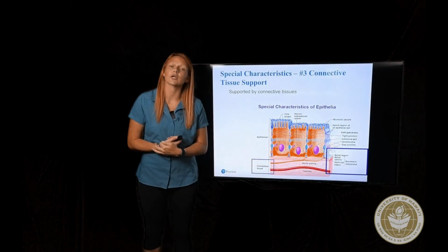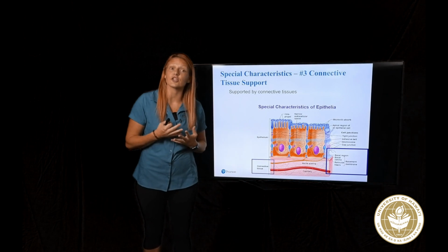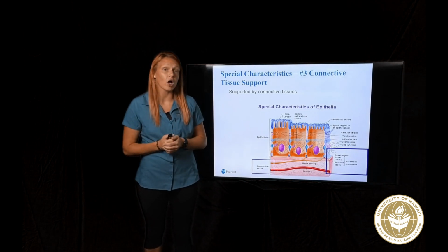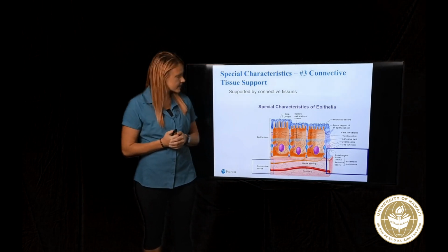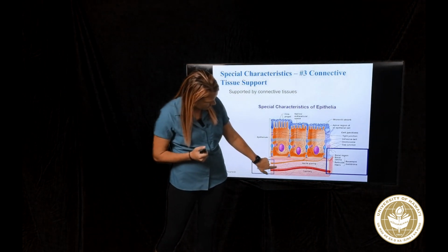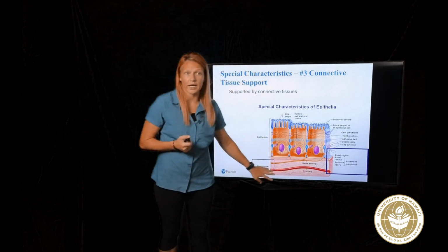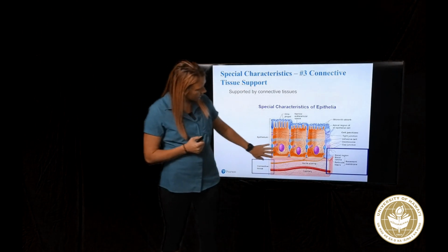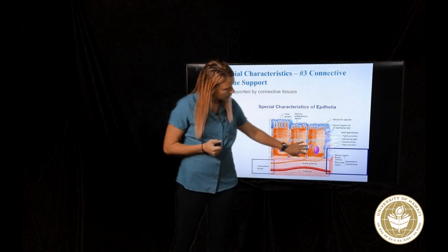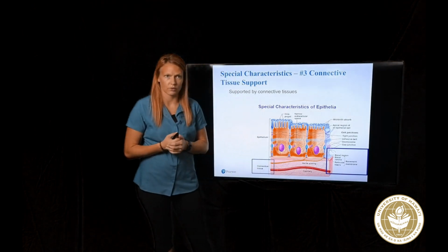The third special characteristic is that all epithelial sheets are going to rest upon and be supported by connective tissue. So you can see this connective tissue here. It's kind of in this pinkish color down here, right? That's your connective tissue. It's not epithelial tissue. We have up here your epithelial tissue, right? So it's resting on this connective tissue.